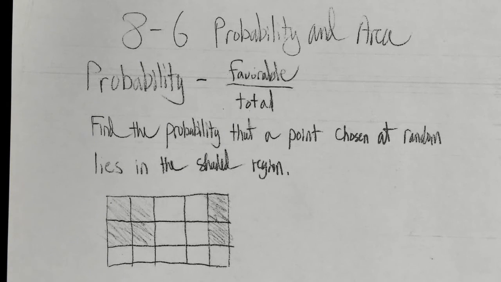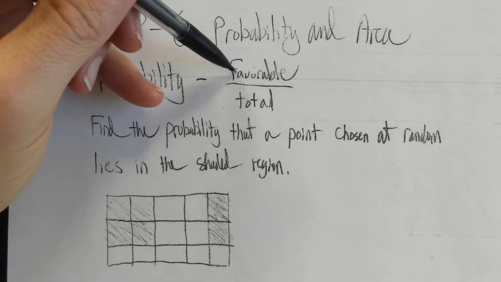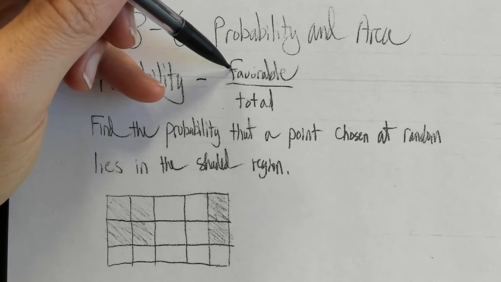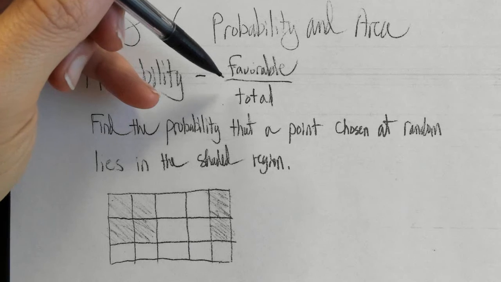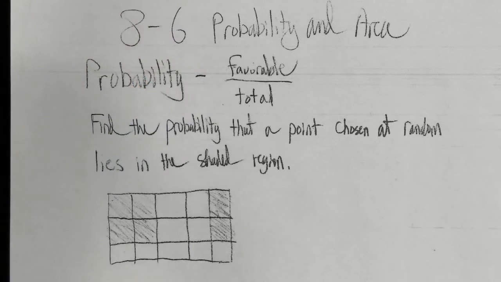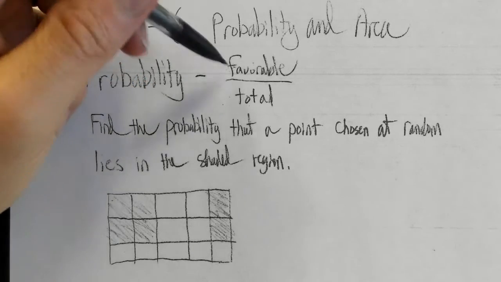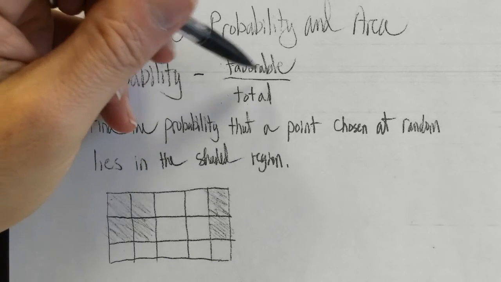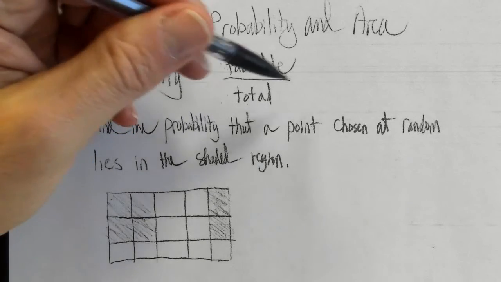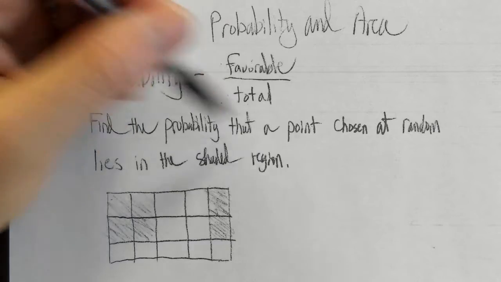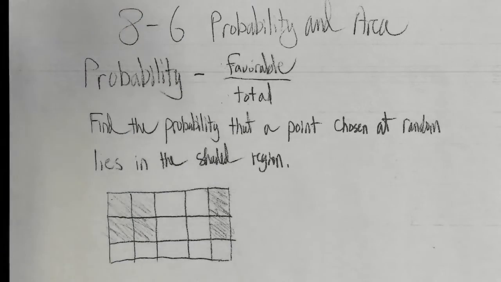So, for example, just real quickly, the probability of flipping a coin and getting tails. Well, what do you want? Favorable is what you want. You want tails. How many tails on the coin? 1. And then how many total outcomes? 2. So 1/2 would be the probability. So that's an example of how you would get probability. Favorable, how many outcomes of what you want, divided by total, how many total outcomes there are. That fraction is the probability.